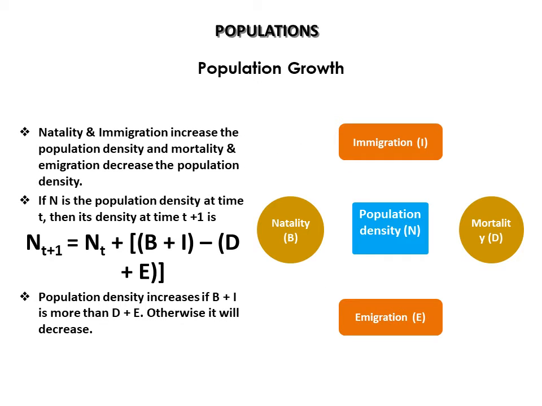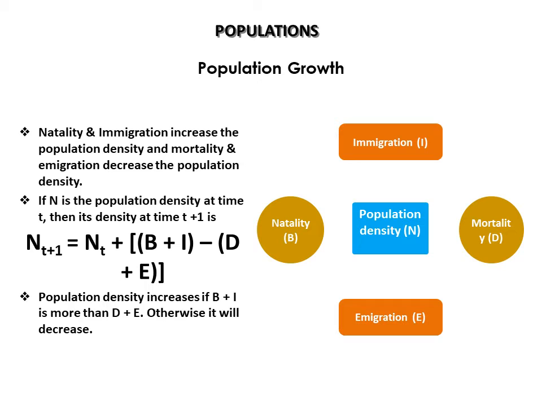Now, if I go ahead, there is some coordination between natality and immigration. If they increase, then the population density also increases. And if mortality and emigration increase, then there is a decrease in population. You're getting the point. If the birth rate and the individuals coming into your habitat are increasing, then the population density is increasing. If the death rate and individuals moving out of your habitat are increasing, then your population density decreases.